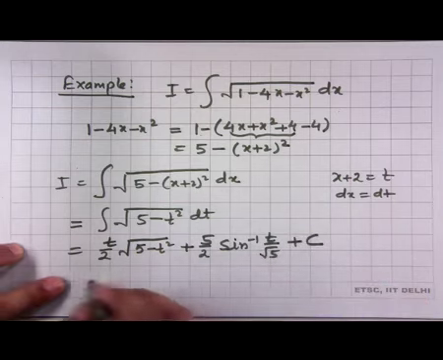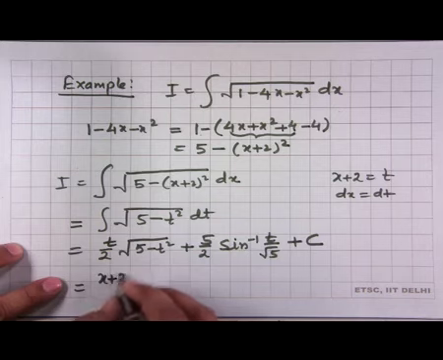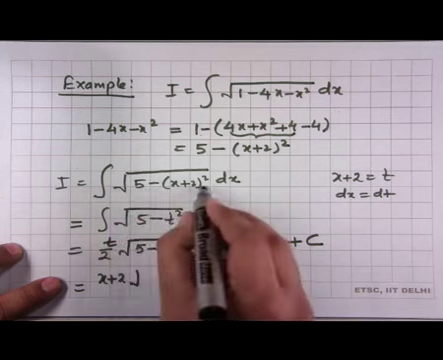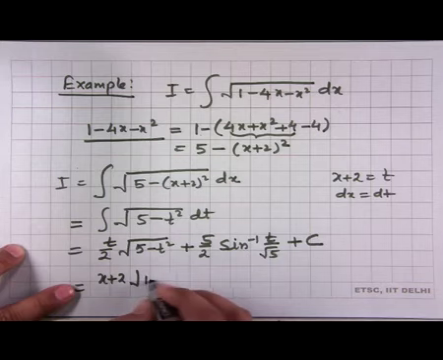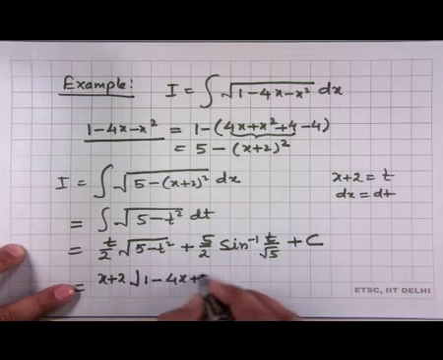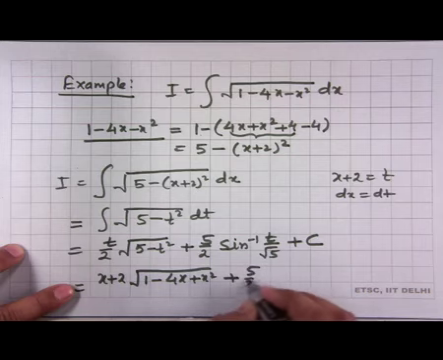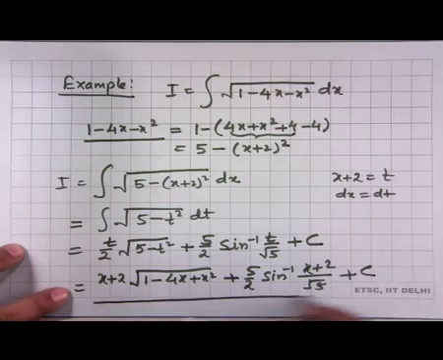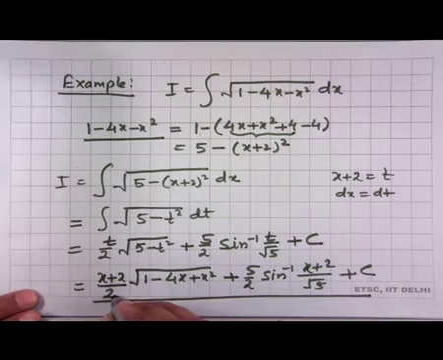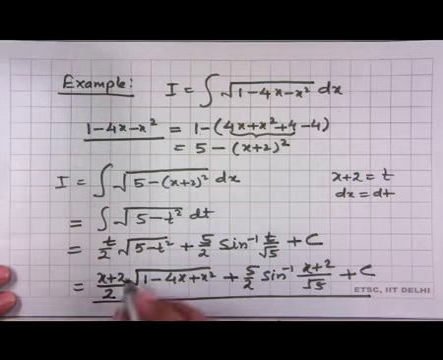Replacing t by x plus 2, we get x plus 2 by 2 times square root of 5 minus x plus 2 whole square, and this is the same as 1 minus 4x minus x square. So, I will directly replace this one, plus 5 by 2 sine inverse, t is x plus 2 by root 5, and then plus constant. This should be x plus 2 by 2, that is the answer.